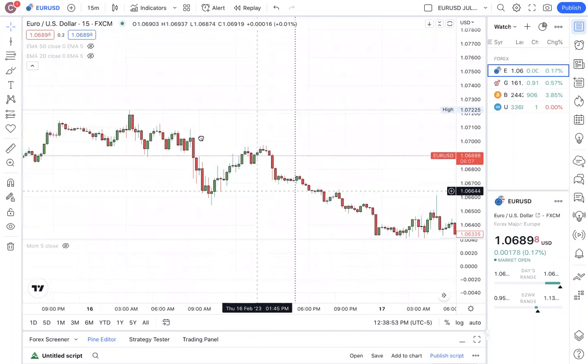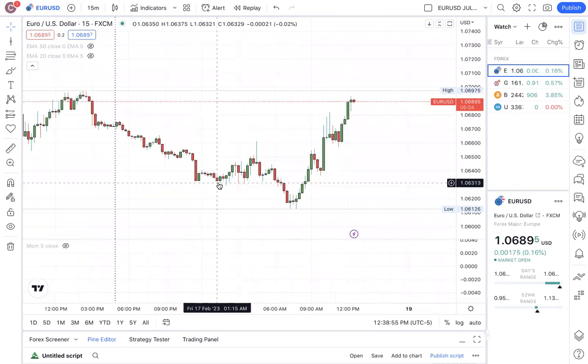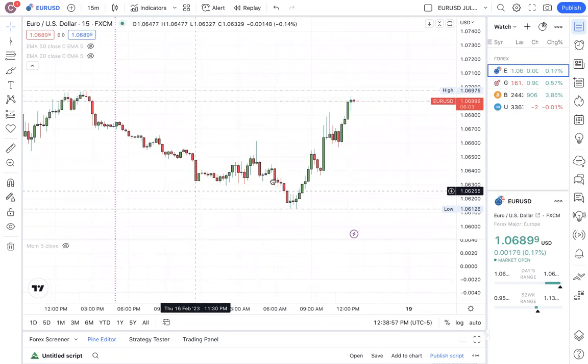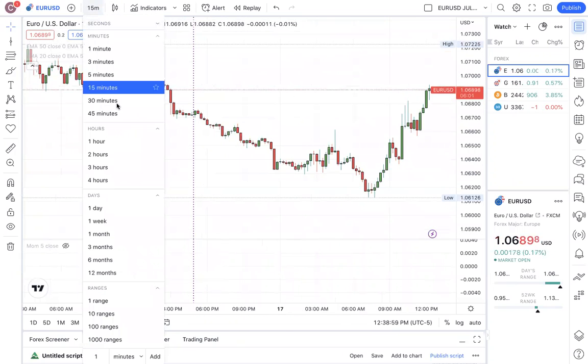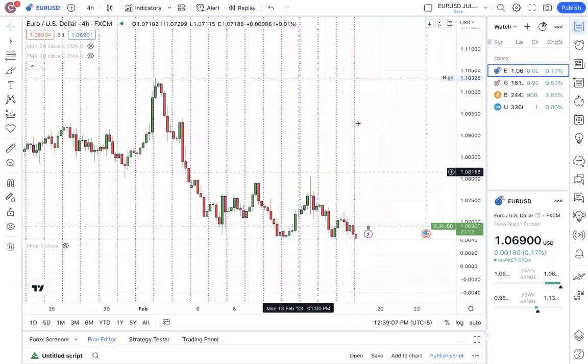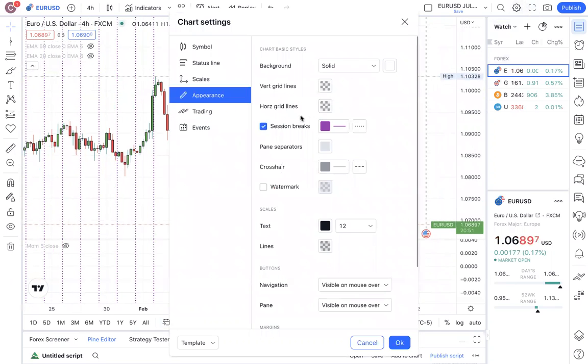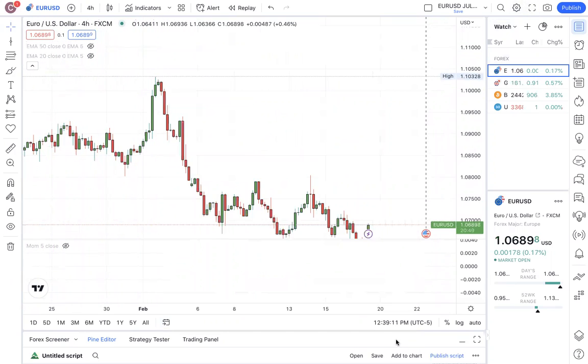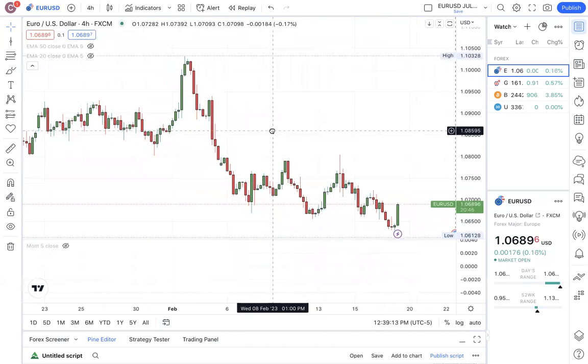So let's look at another example. This market has been choppy for a few days, so I'm going to look at it on a higher time frame to see if we can get some better examples up here. And I'm also going to turn off my session breaks, so everything's completely clear.